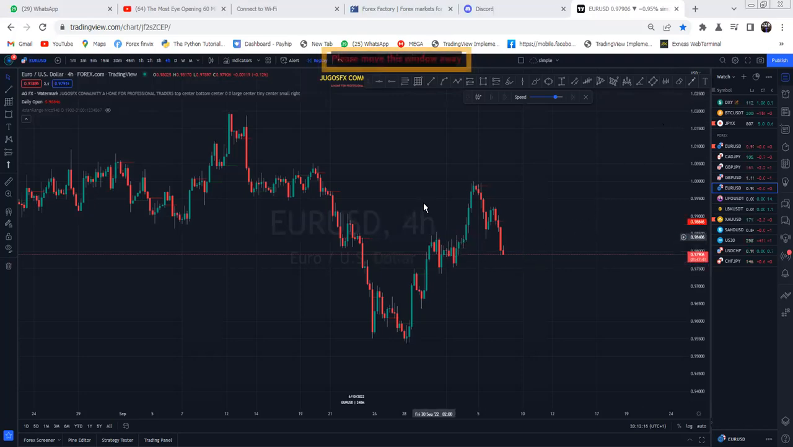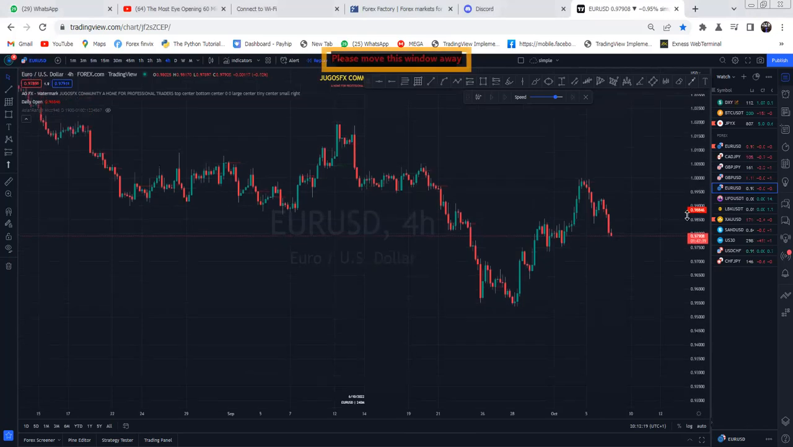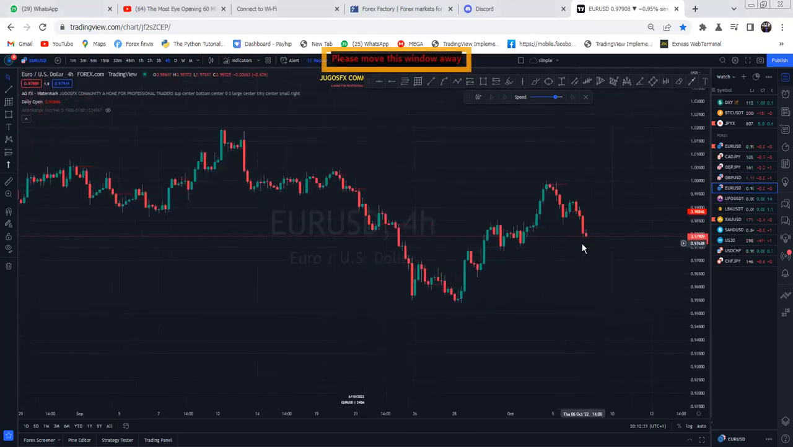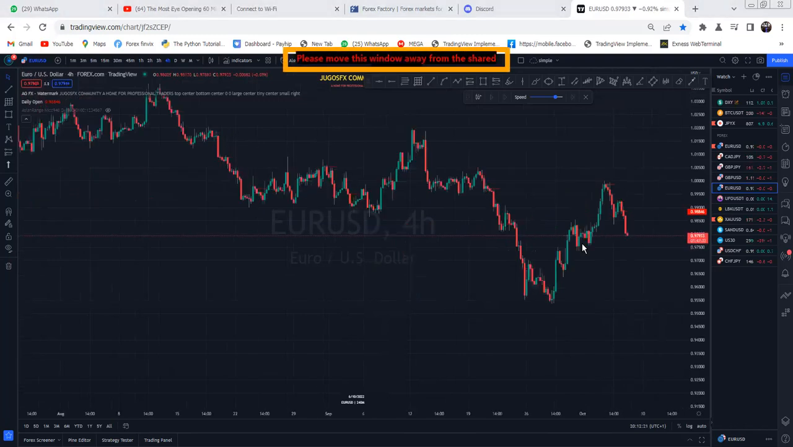So this particular lesson today is just based on how to backtest. Remember, backtesting is the highest thing that you need after you have been given the information that you need.